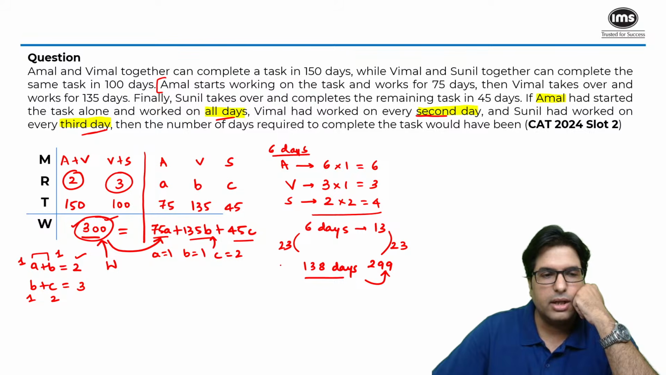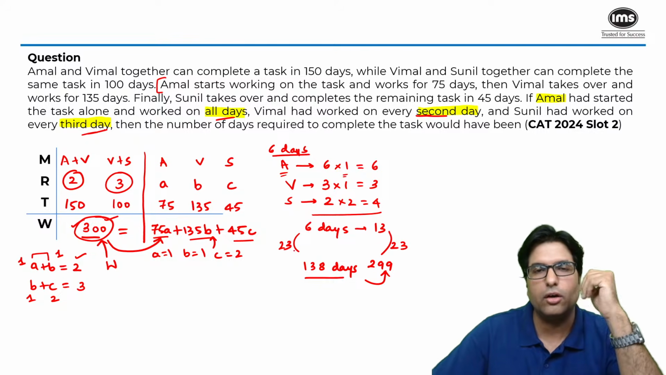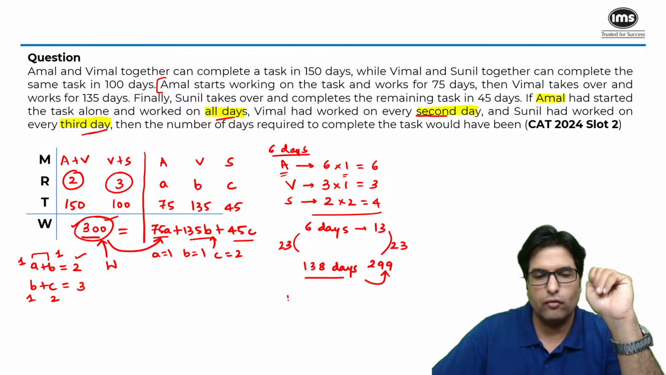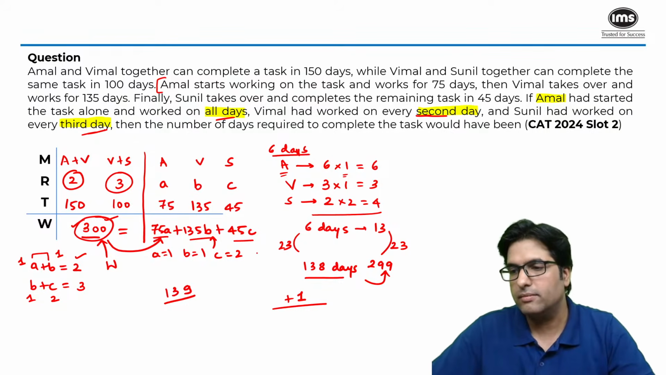And they're asking the number of days that will be required to complete this piece of work. So now on the very next day, A will be working with a unit of 1 unit per day. So one more day after this, so 138 plus 1, 139 days would be the answer.